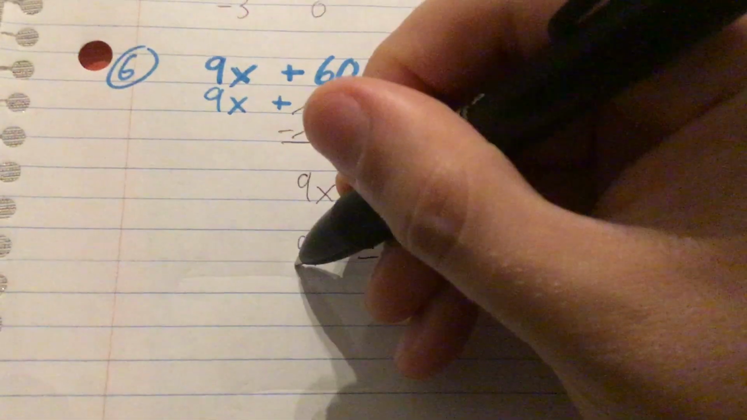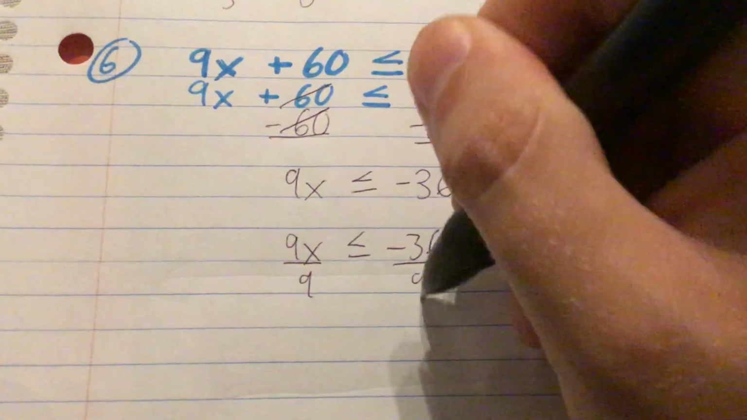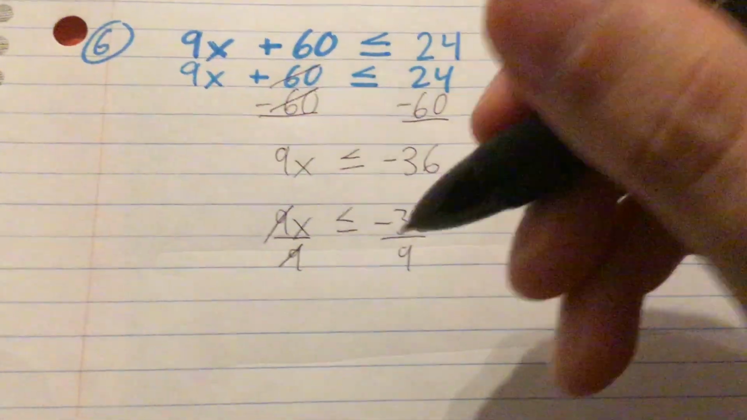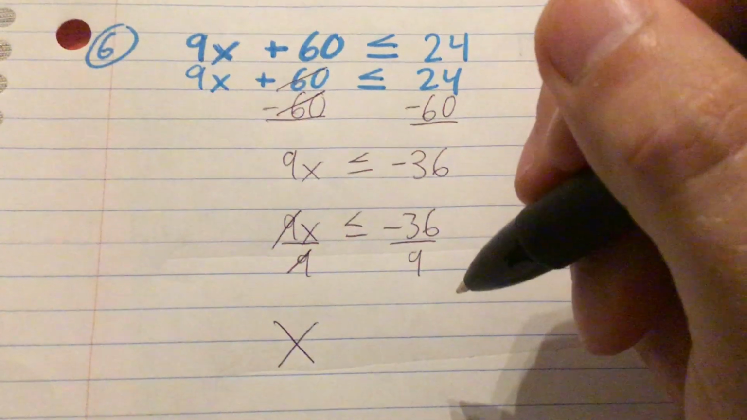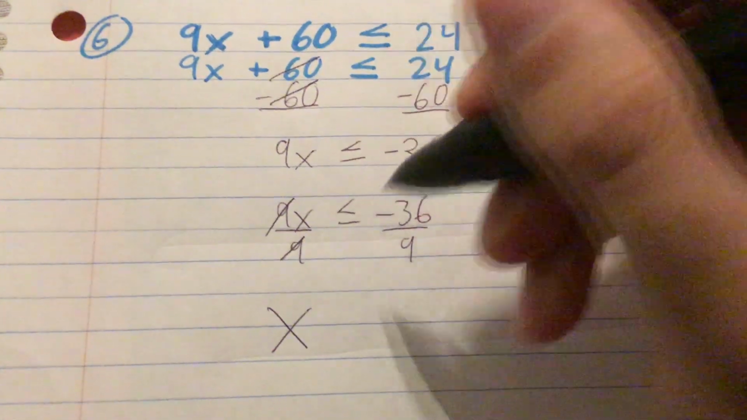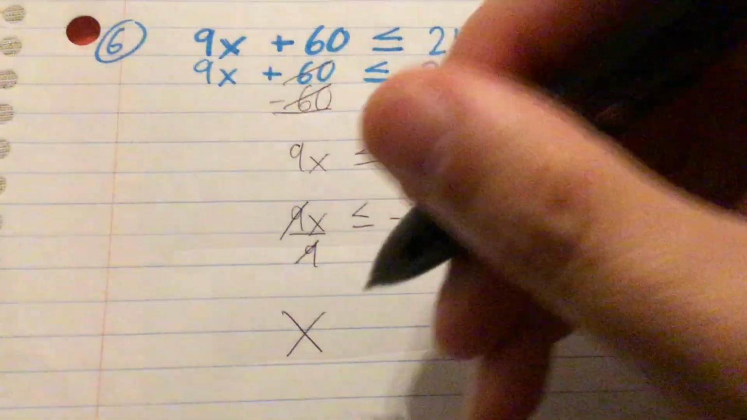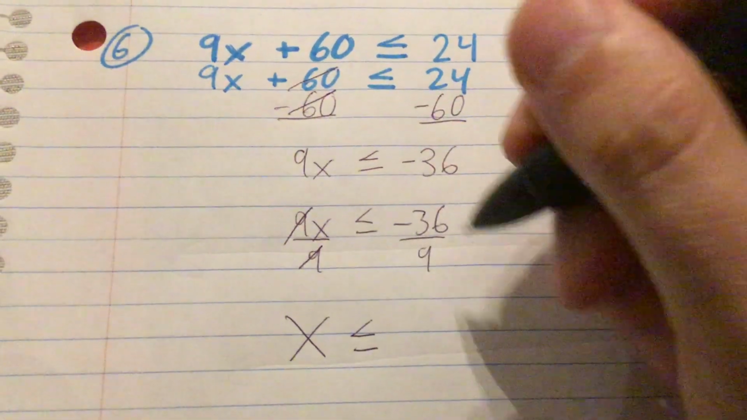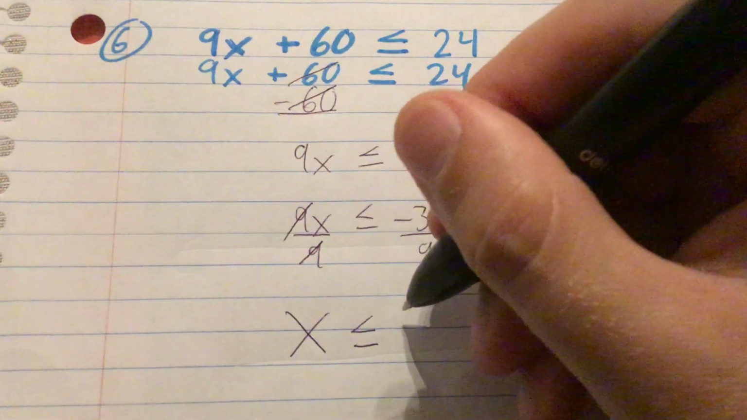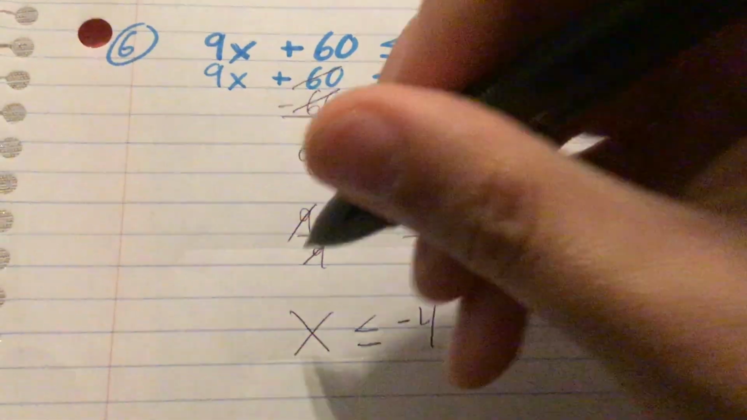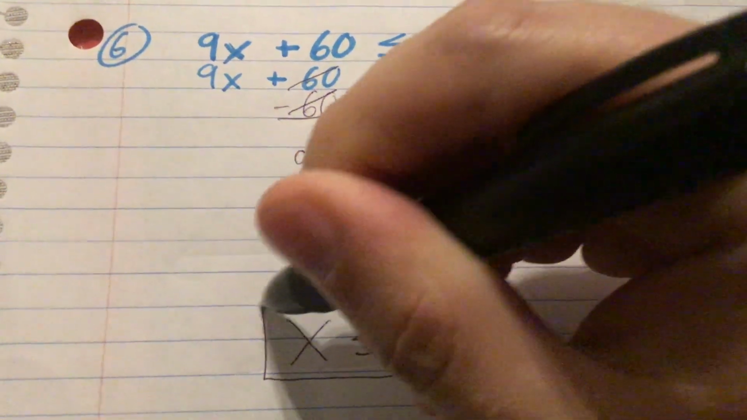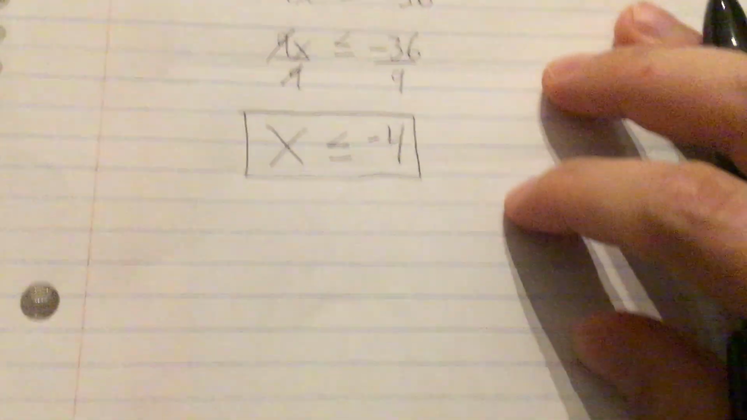I'm going to divide both sides by positive 9. So then x, if we divide both sides by positive 9, does that have any impact on the inequality symbol? No. So that becomes less than or equal to, and then negative 36 divided by 9 is negative 4. So we box that. That's our solution set. And now we want to graph this on a number line.